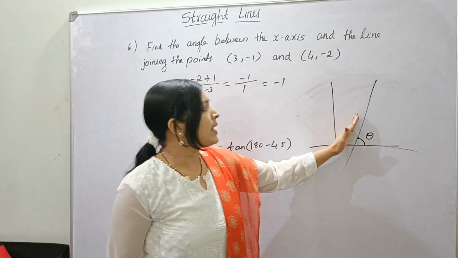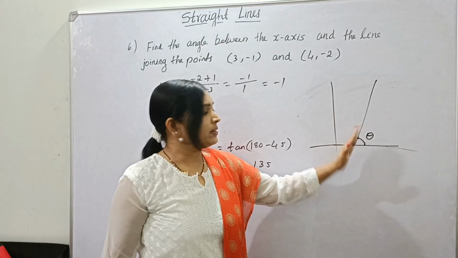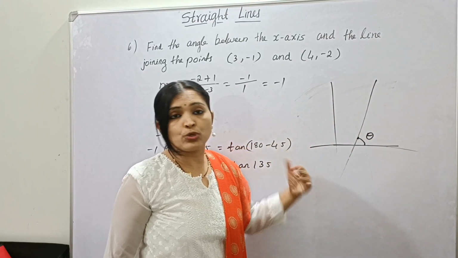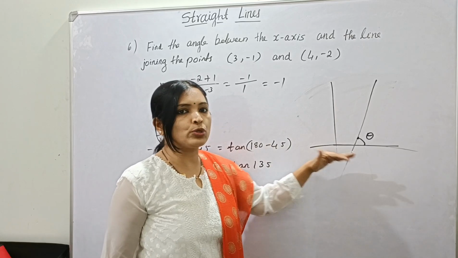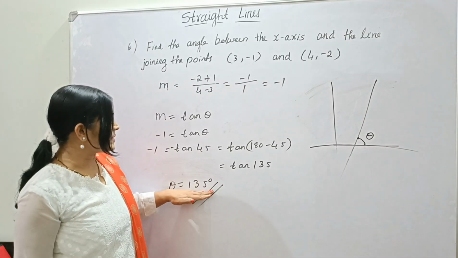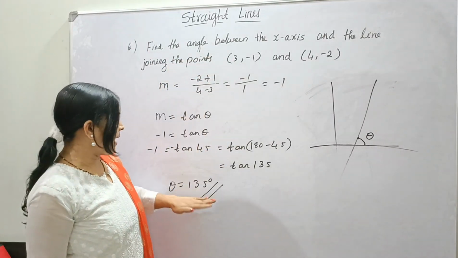That is, the angle made by this line is an obtuse angle, not an acute angle, because it is greater than 90 degrees. Okay, whatever. See, theta is equal to 135 degrees; we had to find the angle between the x-axis and the line.